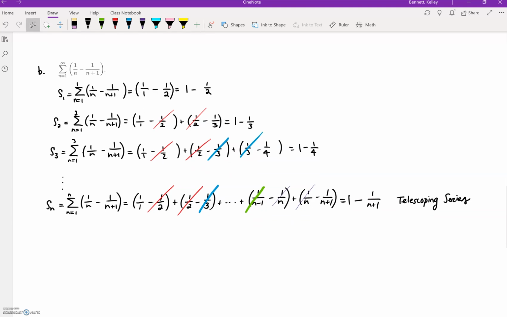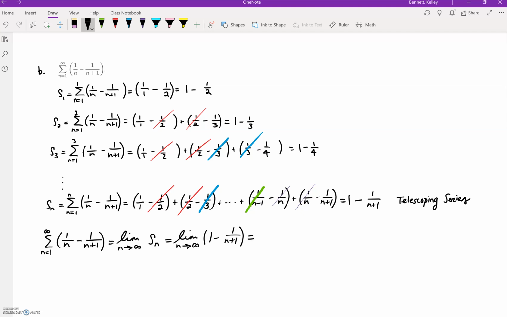So now that we have S of n, we can compute the summation. This is the limit as n goes to infinity of our partial sums. And we've computed our partial sum to be of the form 1 minus 1 over n plus 1. And this is another really straightforward limit. The fraction goes to 0 clearly, and so we're left with the limit of 1. So the series converges here.